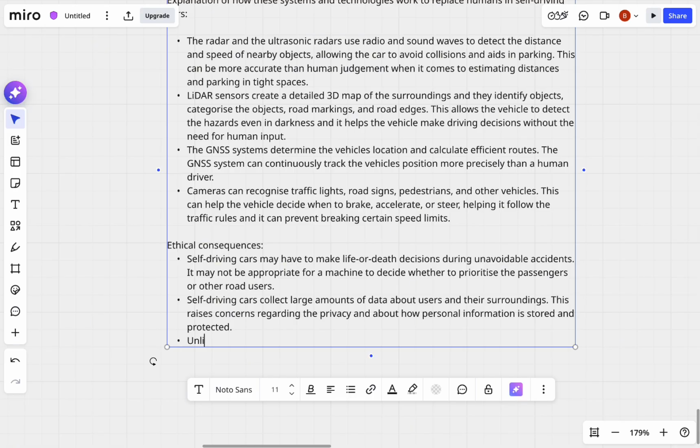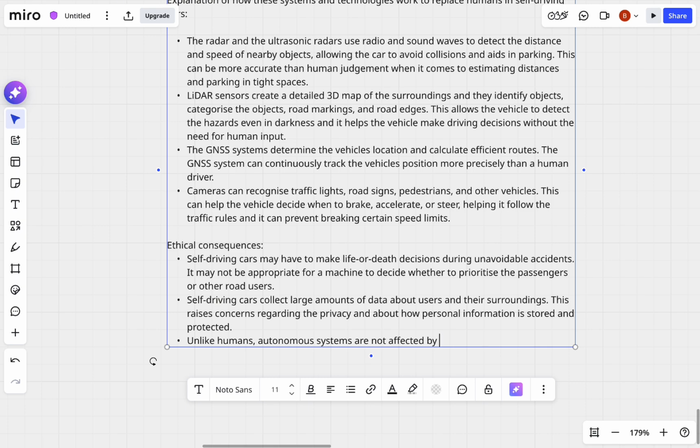So we can just write, unlike humans, autonomous systems are not affected by, let's say, human factors. I mean, human-made errors such as distractions, being drunk, which we can also call intoxication, and fatigue as well. So this can make the decisions more consistent, and potentially safer, because they're not affected by these factors that can affect humans.